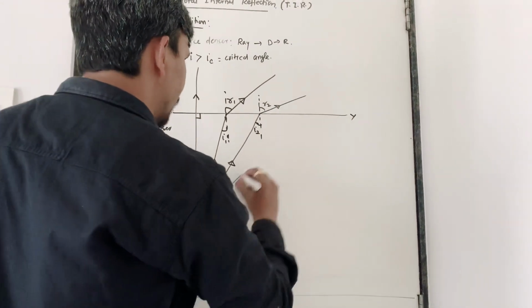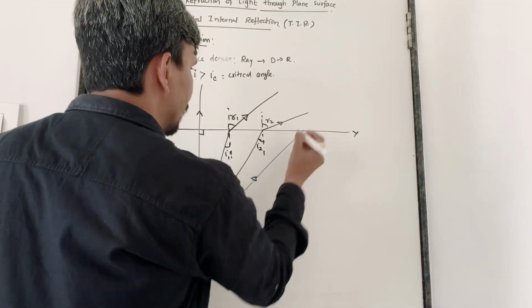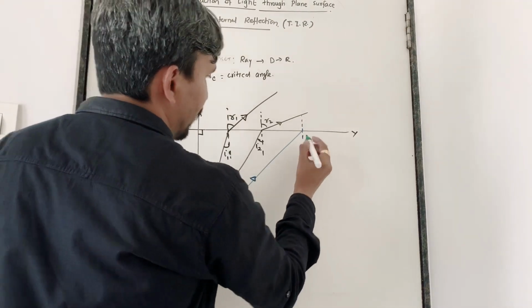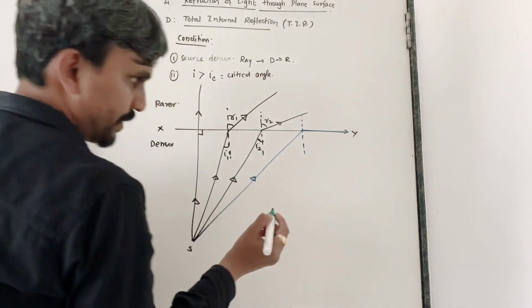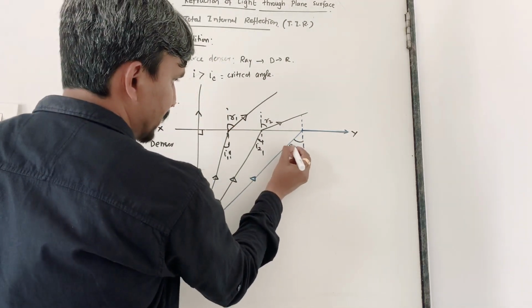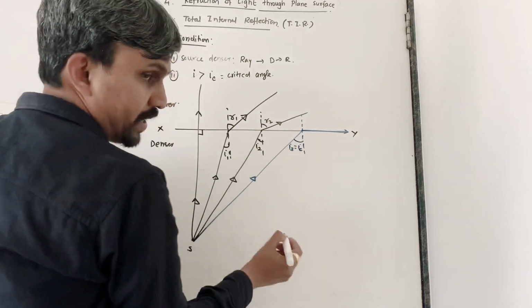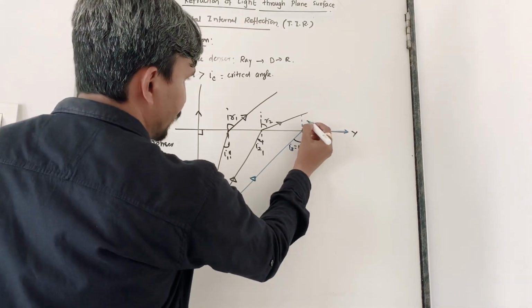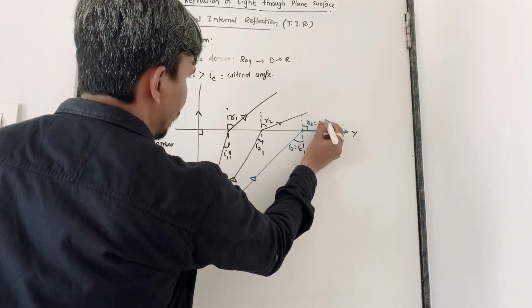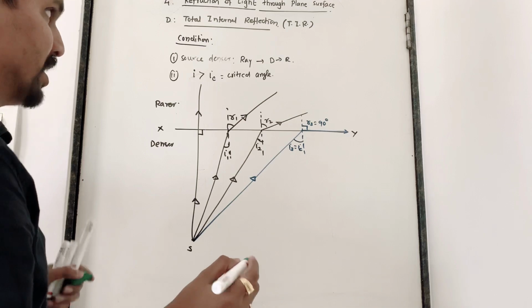Now the third part. This is the incident ray, it will go like this. This is the normal drawn and this will be the refracted ray. So this is your I3, which is called the critical angle, for which the angle of refraction R3 is equal to 90 degrees.